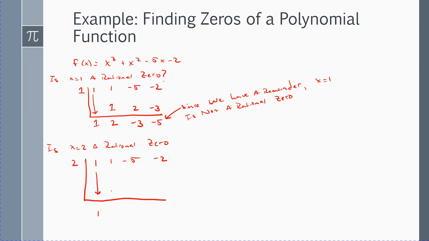2 times 1 gets me 2. 1 plus 2 gets me 3. 2 times 3 gets me 6. Let's see, minus 5 plus 6 gets me 1. And then 2 times 1 gets me 2. Remainder of 0. So what this means, since the remainder is 0, is that x is equal to 2 is a rational 0.